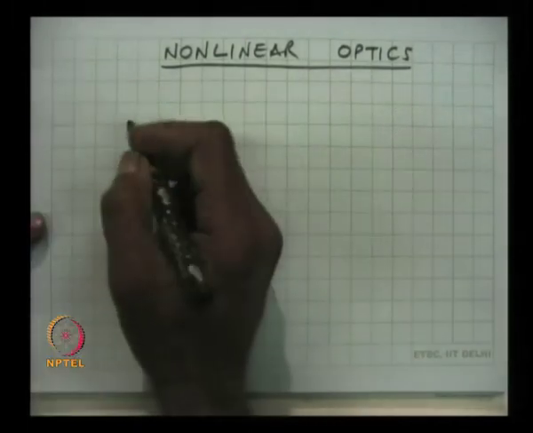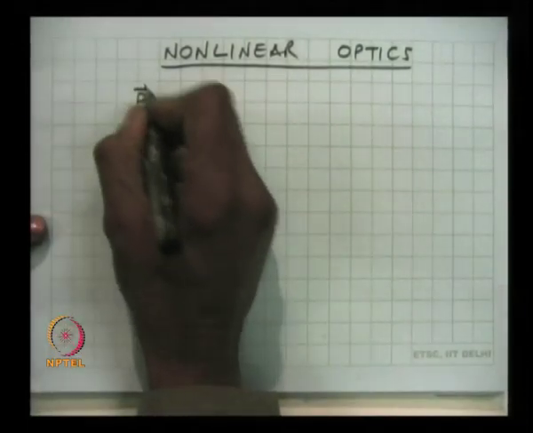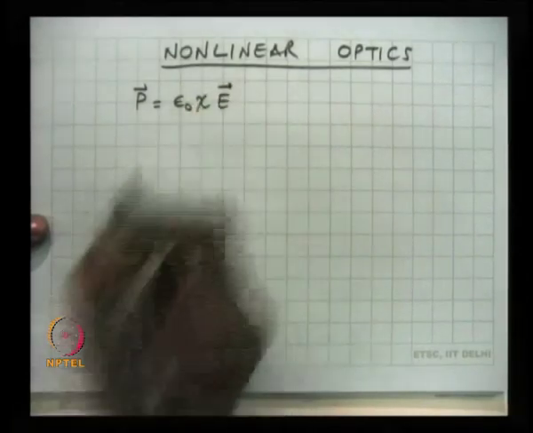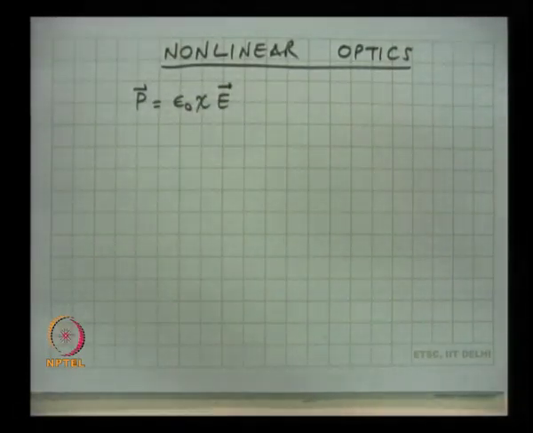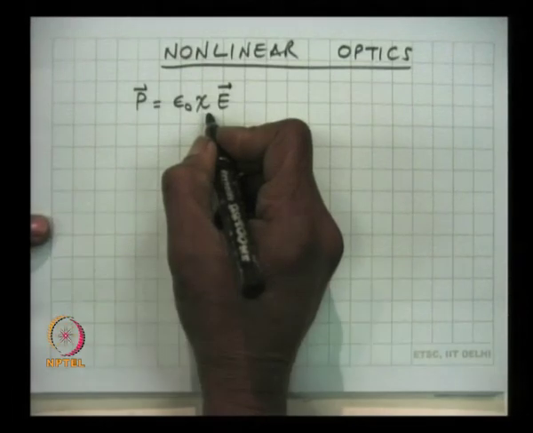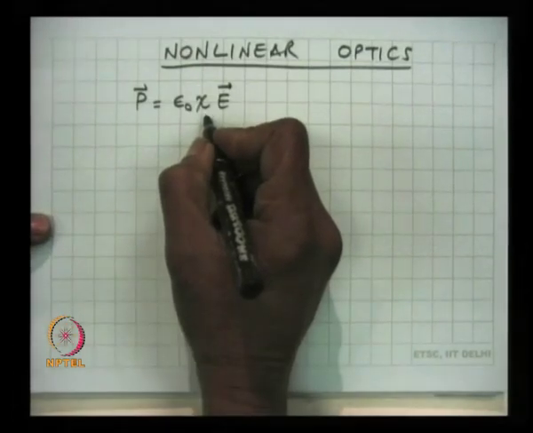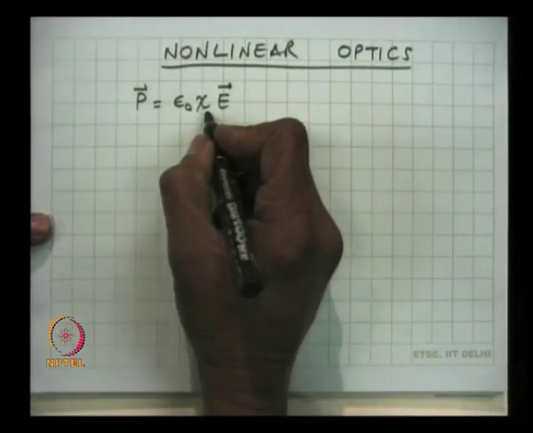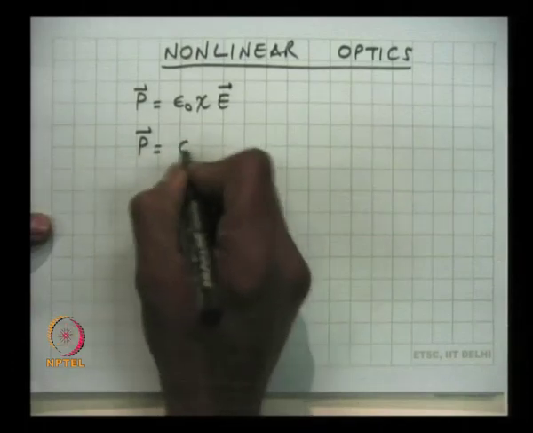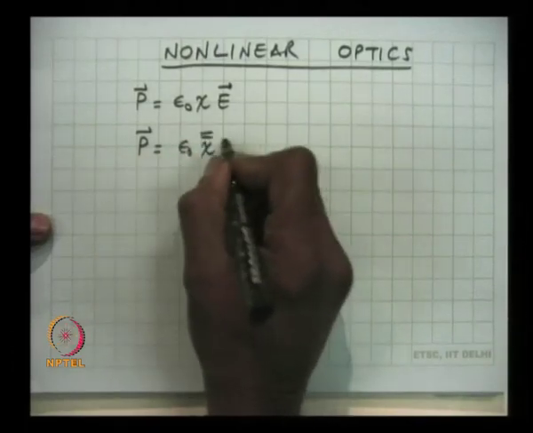So, remember we wrote this equation P is equal to epsilon 0 chi E. This is for an isotropic medium, if chi is a scalar. If chi is a tensor, in an anisotropic medium, the same equation will be P is equal to epsilon 0 chi tensor into E.